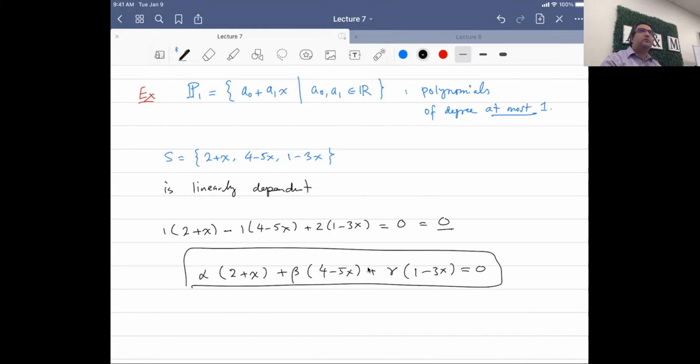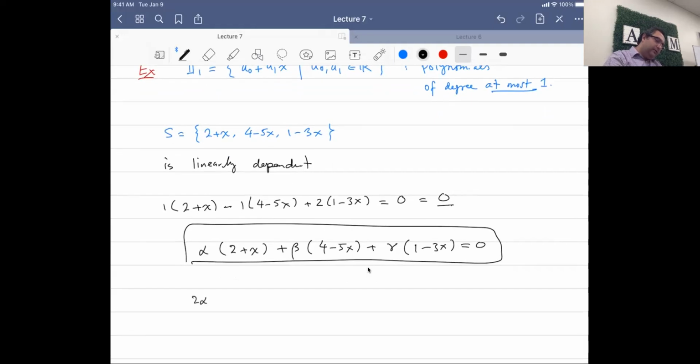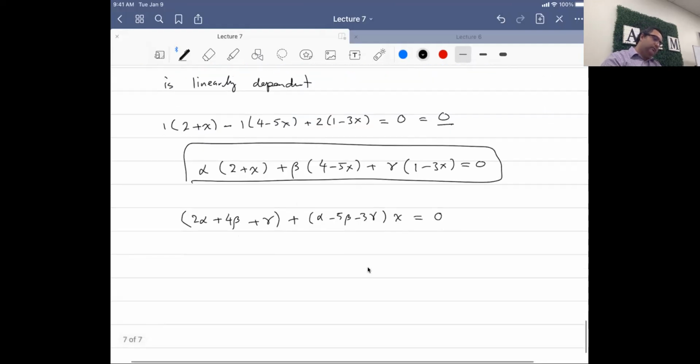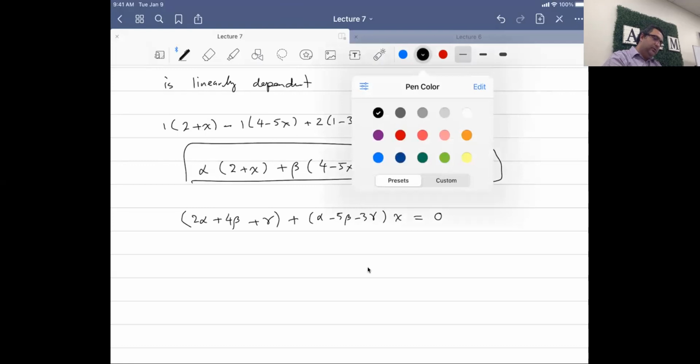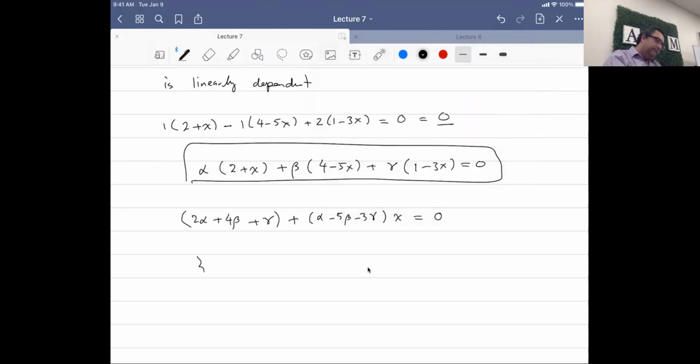And so let's see what we get. We get a system of equations to answer this, and it's a homogeneous system of equations. See, 2 alpha plus 4 beta plus gamma, this is the constant term, and then you have the x term: alpha minus 5 beta minus 3 gamma. So this is equal to 0. The only way that a polynomial of degree at most 1 equals 0 is if the coefficients are 0. Notice that this is for all x's, so it's a polynomial. A polynomial of degree 0 is 0 because the 0 vector means the coefficients are 0. That's right, and it's homogeneous.